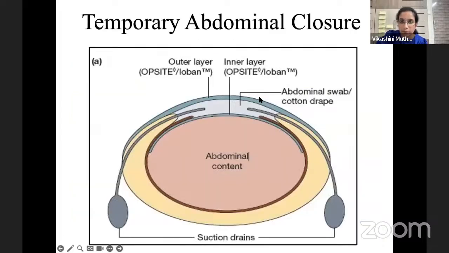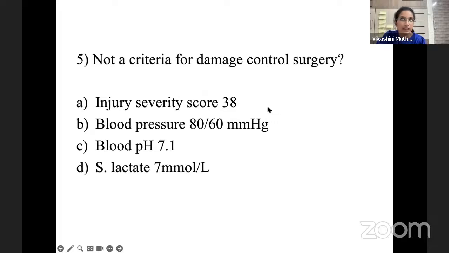So this is the temporary abdominal closure, where the abdominal contents are closed with an inner layer of offside dressing, and then you put in some abdominal swabs and cotton drapes. This also gives you some space where you can put a suction drain. And over that, you close it with another layer of offside. So it's basically a sandwich of offside dressing, where the inner and outer layers are offside dressing, and in between you have the swab and the cotton drape with a suction drain placed in it. After all this edema is reabsorbed, you can plan for the closure.